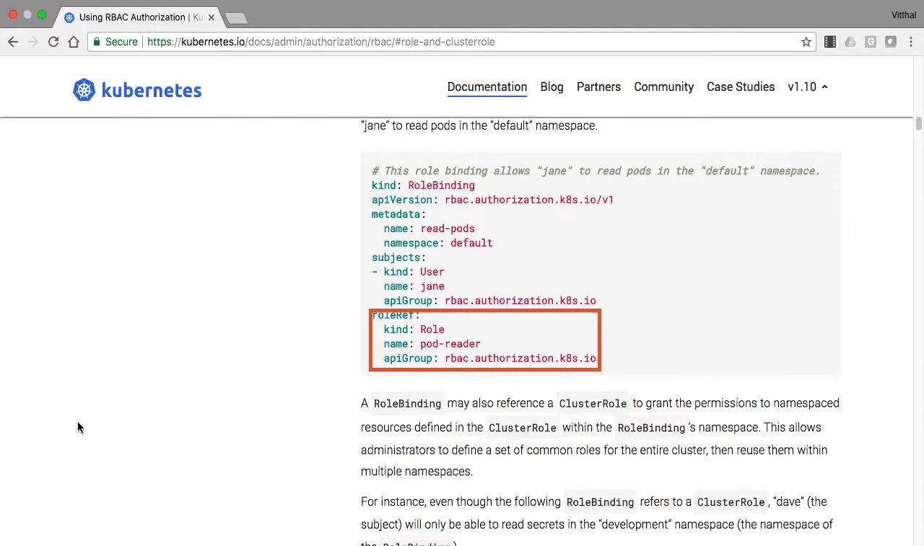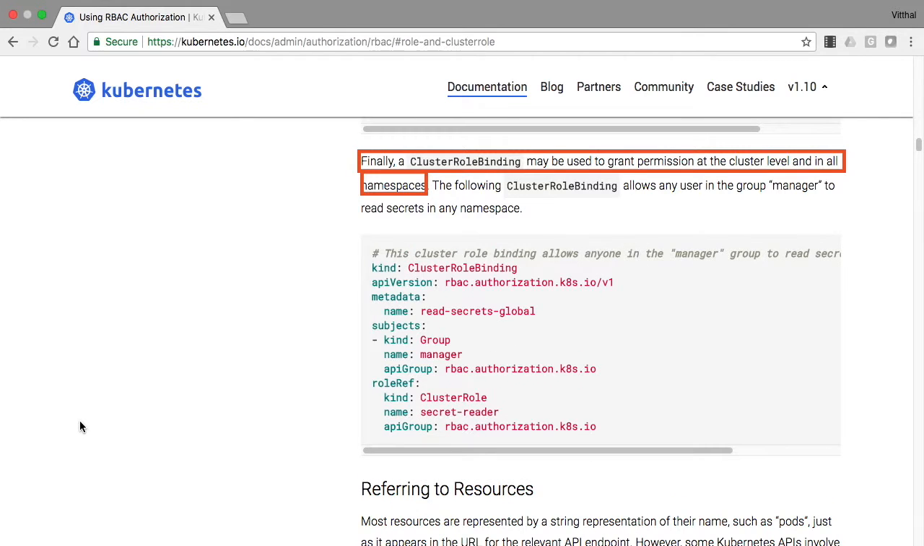A role binding can reference either a cluster role or an ordinary role, but even if it references a cluster role, that role binding will only apply to the namespace which has been specified in the specification of the role binding. Here, for instance, our role binding applies to the default namespace. So even if the role ref had a cluster role in there, this role binding would only apply to the default namespace. Let's now talk about cluster role bindings.